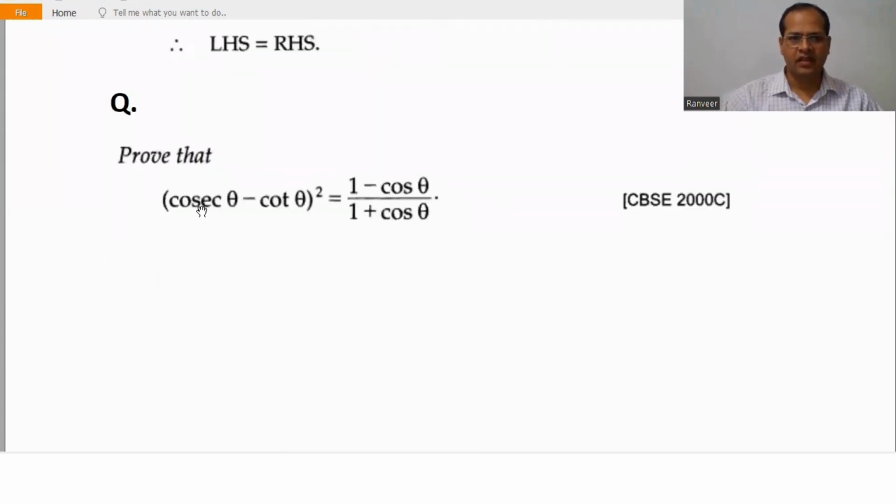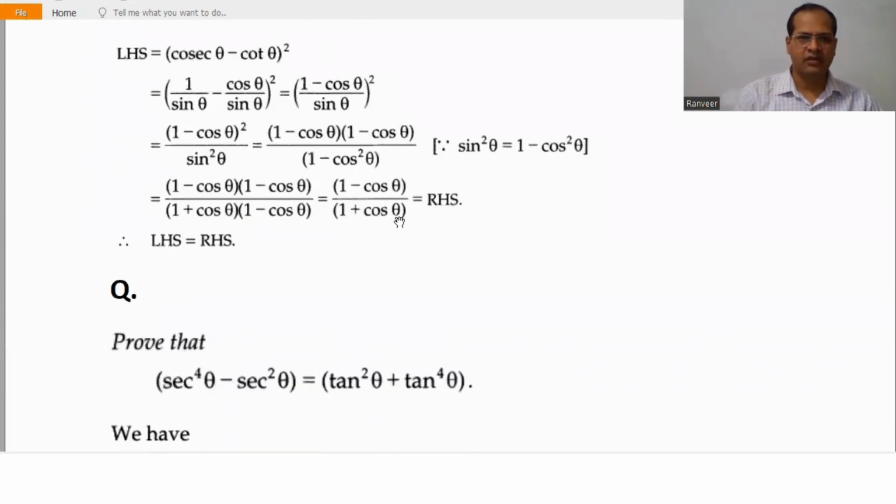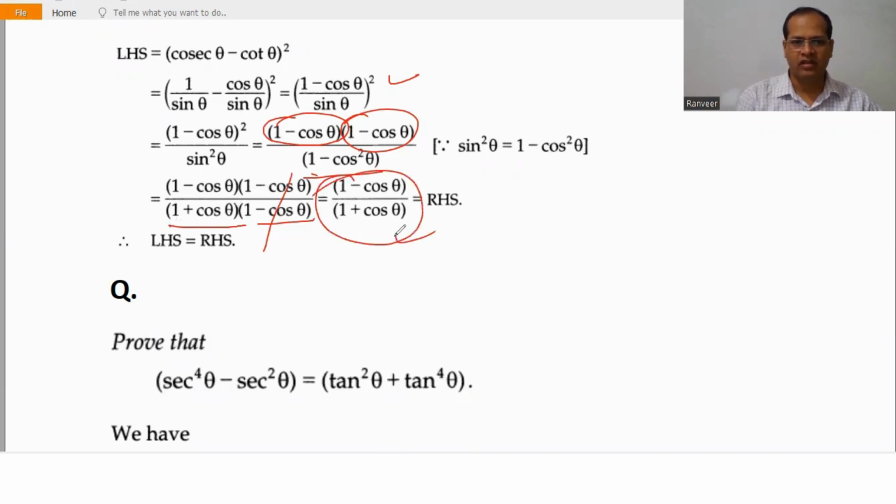Now, next, cosec theta minus cot theta, that is (1 minus cos theta) by (1 plus cos theta). First of all, we have to convert this into cosec minus cot, 1 by sin theta, cos theta by sin theta. After that, just take the LCM, and the square of that is nothing but (1 minus cos theta) whole square by sin square theta. This we can write as (1 plus cos theta)(1 minus cos theta), and this is 1 minus cos square theta. So this value we can write as (a plus b)(a minus b). Just cancel this, and we get this result.